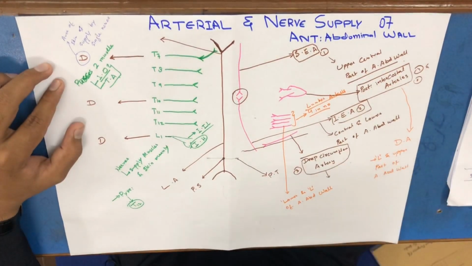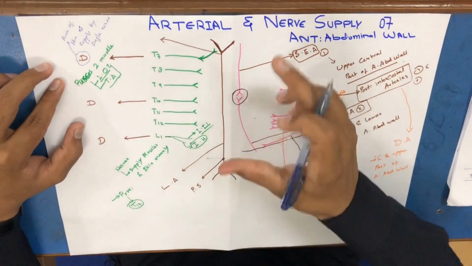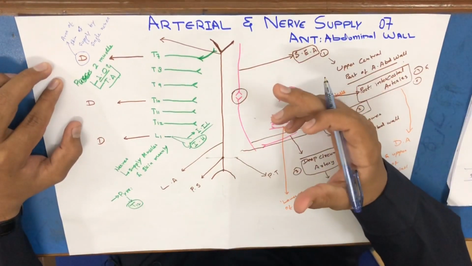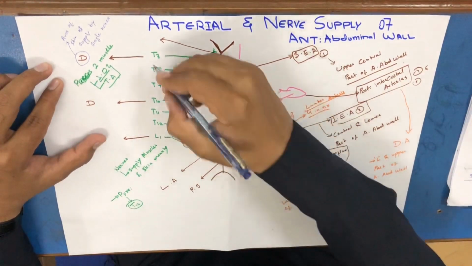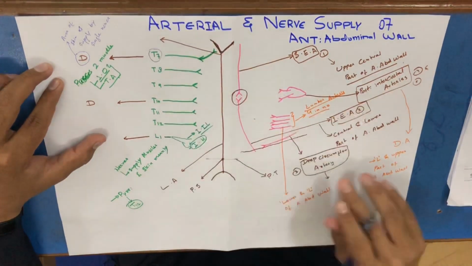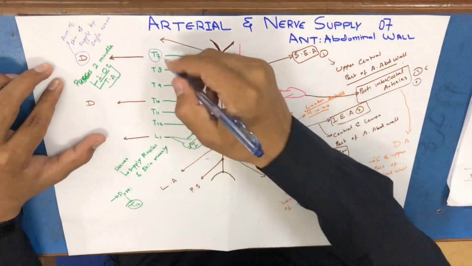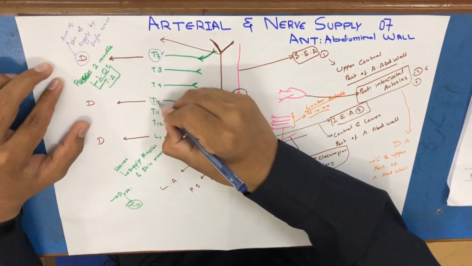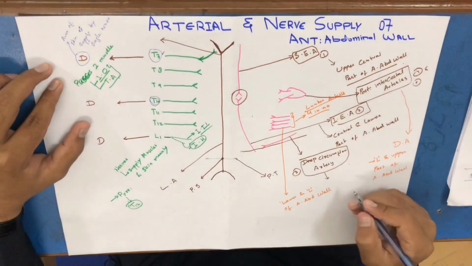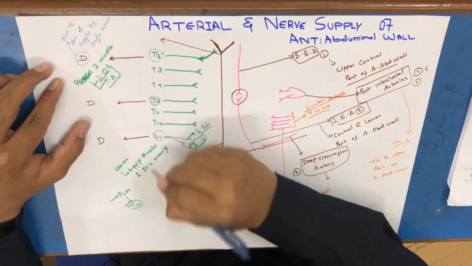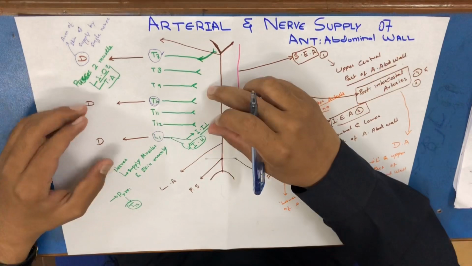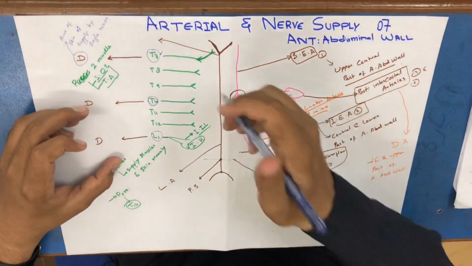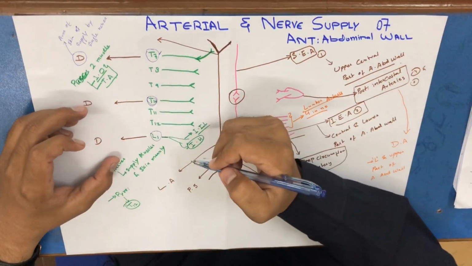There are three very important dermatomes in the anterior abdominal wall. There are other dermatomes also present, but three are very important. The first is at the level of T7, the other is at the level of T10, and the last one is at the level of L1, right? So why is it important to learn about the dermatomes? Actually, these dermatomes tell about the referred pain.